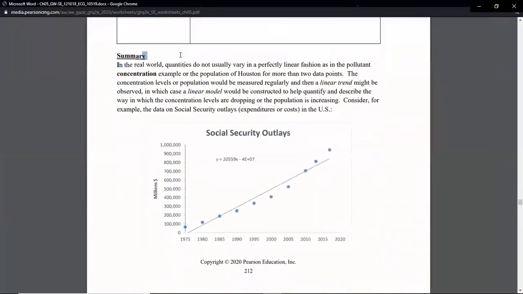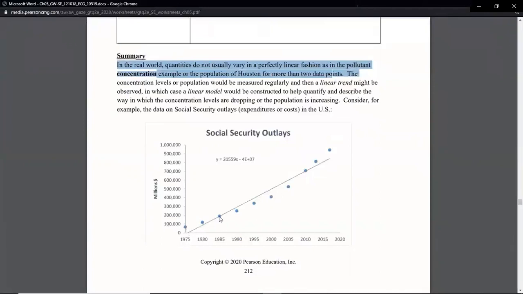Something that I have mentioned numerous times already: in the real world, quantities don't always vary in a perfect linear fashion, especially when we talk about financial dynamics, especially when we talk about anything having to do with people, pollutant concentration, as they kind of talk about. So sometimes instead of saying we get an exact linear model, we just say it's a linear trend where the line can approximate some of these things, but it's not necessarily going to hit that nail on the head perfectly.